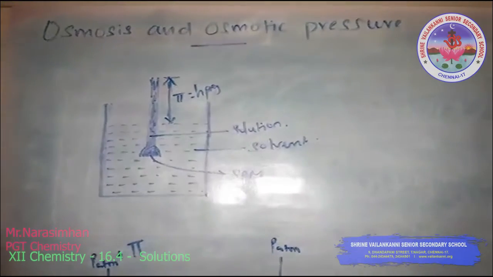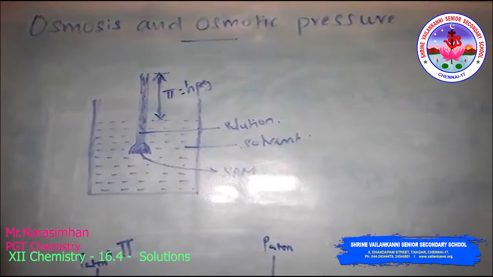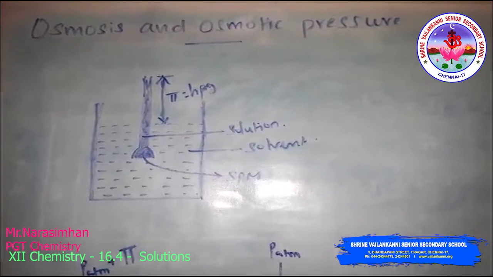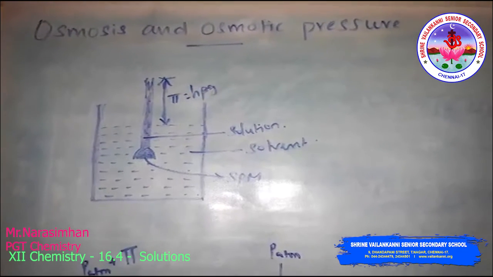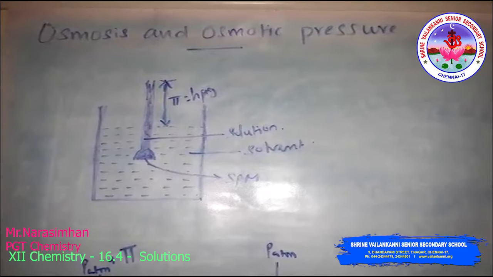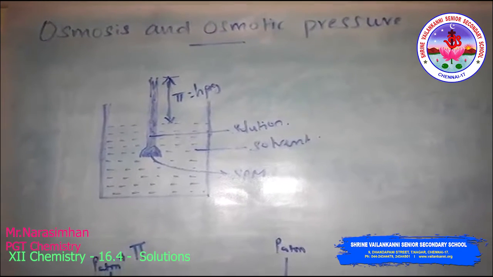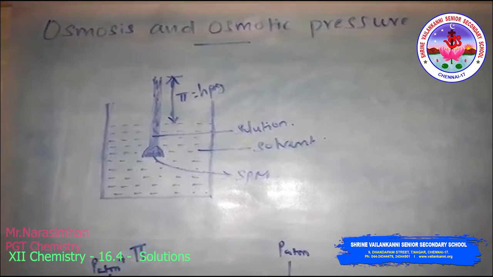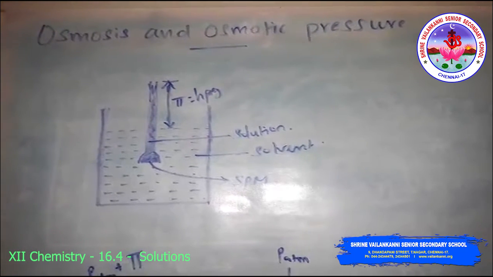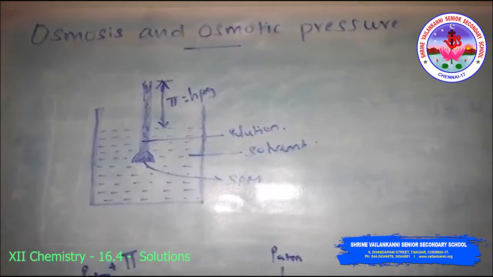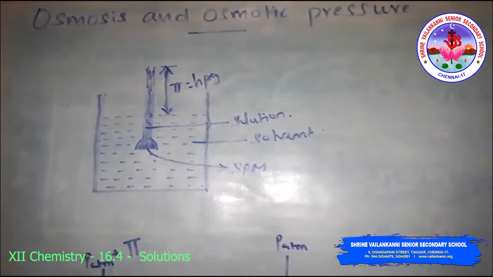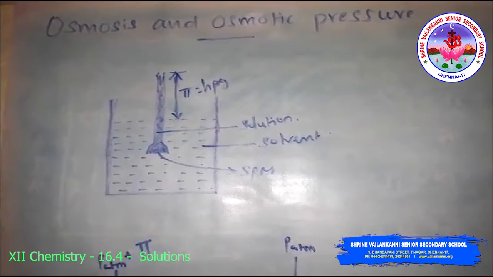Osmosis and osmotic pressure. There are many phenomena observed in nature or at home. For example, raw mangoes are pickled in brine solution, that is, in salt water. Wilted flowers revive when placed in fresh water. Blood cells collapse when suspended in saline water. There are many things like that.